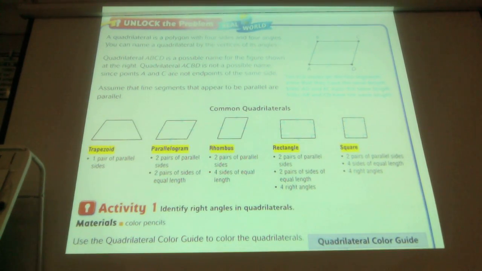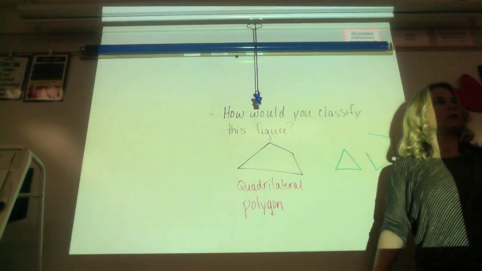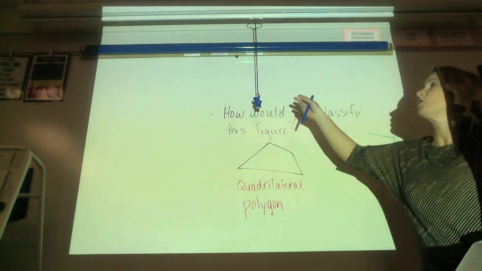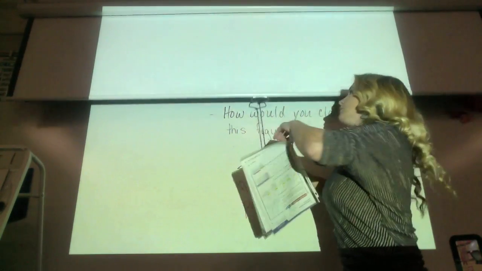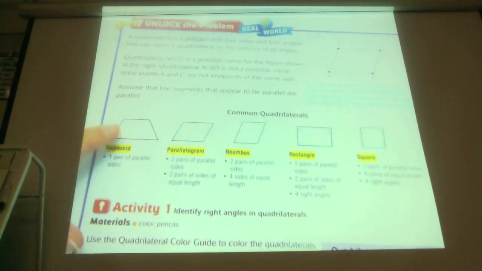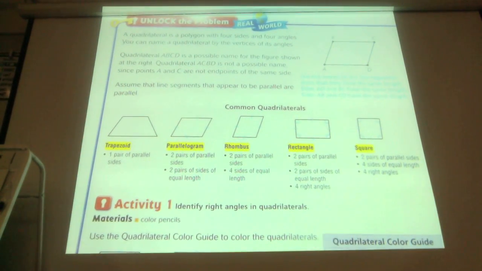No. Do you want to look at it again? Does that appear to have any parallel lines? No. So could we call it a trapezoid? No, we cannot. Because the definition for trapezoid is that it has to have one pair of parallel sides.